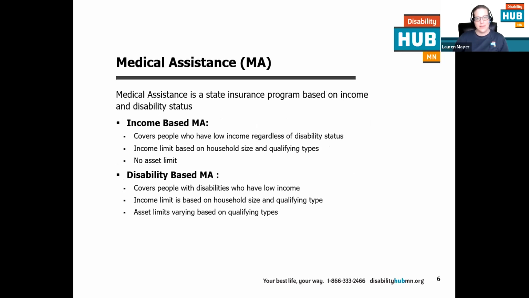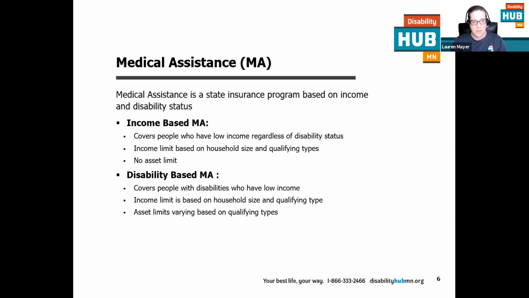And so along with SSI, there's also medical assistance or MA, and that is a state-based health insurance program. And so MA comes in two different buckets. There's income-based MA, which covers people that have low income regardless of their disability status. And it has an income limit, which is based on both their household size and their qualifying type. So what I mean by qualifying type is you can be eligible for income-based MA on the basis of being a parent, on the basis of being pregnant, on being a child. There are different qualifying types and different income limits for each of those associated types. There is also no asset limit with income-based.